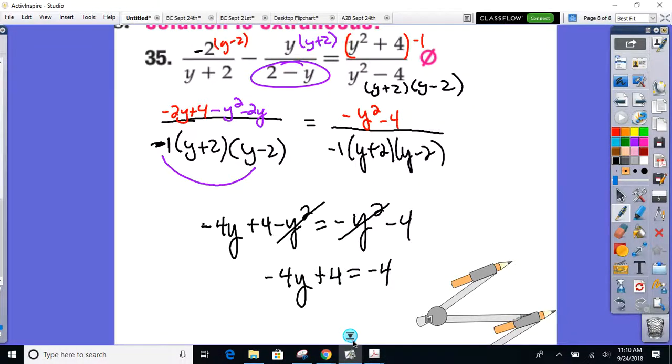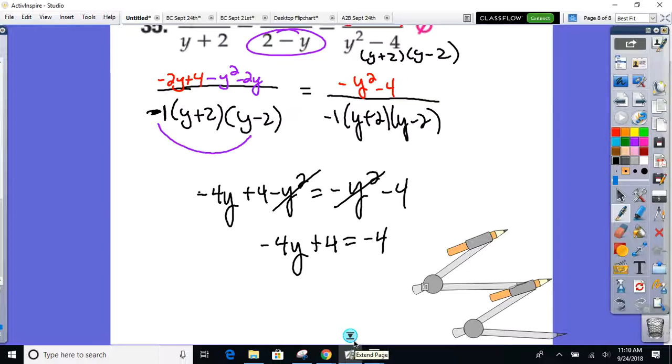Good so far. Okay, move something over for me. Negative 4y equals negative 8. Go ahead, divide by negative 4 on both sides. Y equals 2. And if you check this on your calculator it will give you an error, because when I plug in 2 up here, what's going to happen? Can't have 0 in the denominator. So that's rejected. That's why there's no solution here.